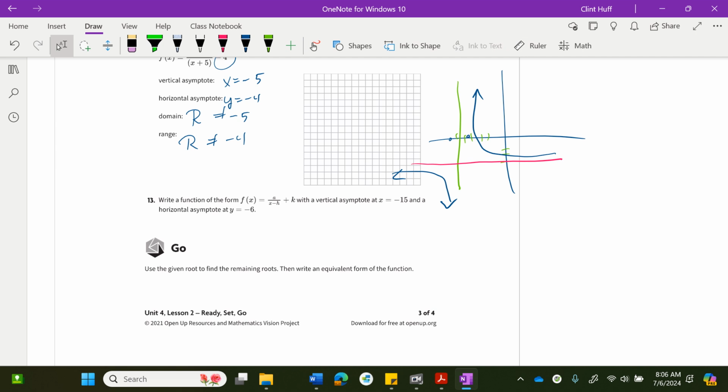All right, 13, based on what we just did there, we should notice that the vertical asymptote comes from the h position. So we can go with f of x equals 1 over x minus negative 15, which becomes plus 15. And then notice that the k is giving us the horizontal asymptote, so that's minus 6. This could be other than a 1 right here.